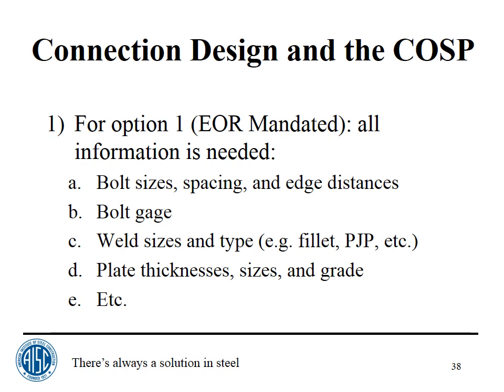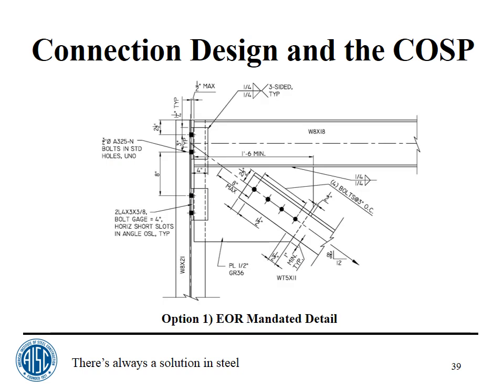In that regard, you should know that showing the old CJP symbol no longer means CJP. Go to AWS D1.1 and look it up. It just means a weld that develops the strength of the base metal. Plate thicknesses, sizes and grade, etc. Anything else you can think of to make what you're presenting detailable.